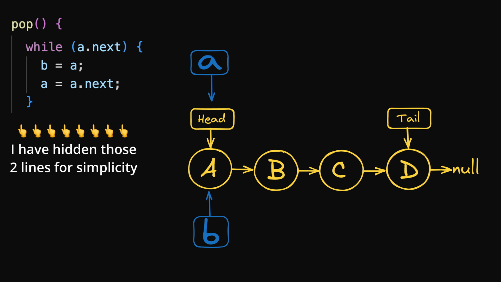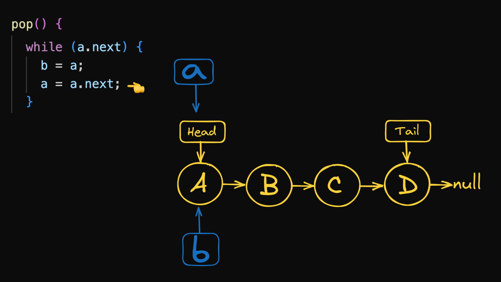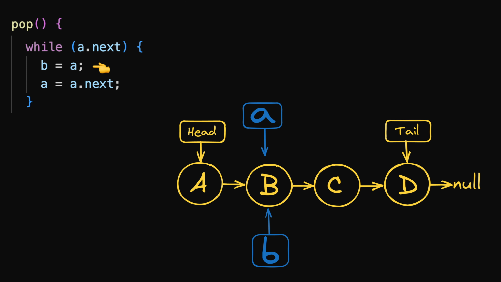Let's see how this works in our example. Initially, both A and B point to the head of the list, which is A. Then we will check if A has a next node. It does, so we will enter the loop. We will set B equals to A. Nothing changes here. We will set A equals to A.next. Now A points to B. We check if A has a next node. It does, so we will enter the loop again. We will set B equals to A. Now B points to B as well. We will set A equals to A's next node. Now A points to C.